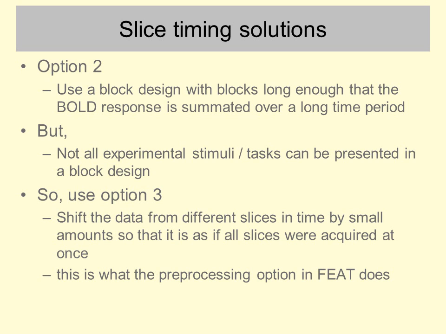So most people use this third option, which is to use a pre-processing step in which you shift the data from different slices in time by small amounts, so that it's as if all the slices were acquired at once. And that's what your pre-processing option in FEAT does. It actually alters the data to simulate what would have happened if all the slices were acquired at once.